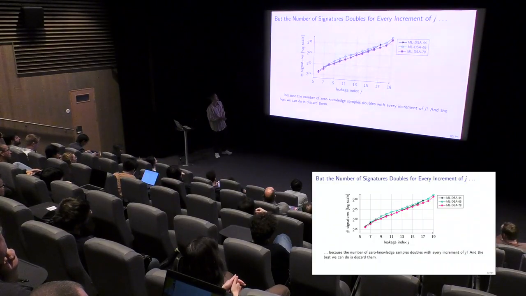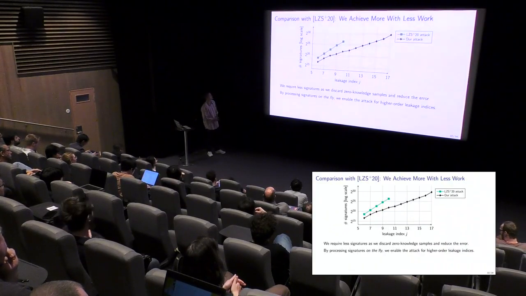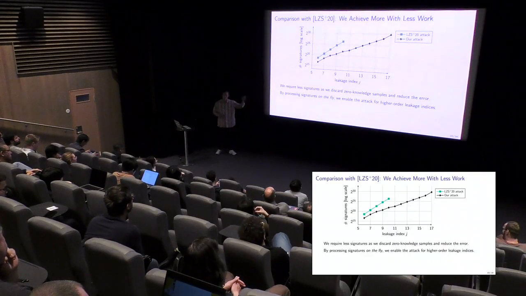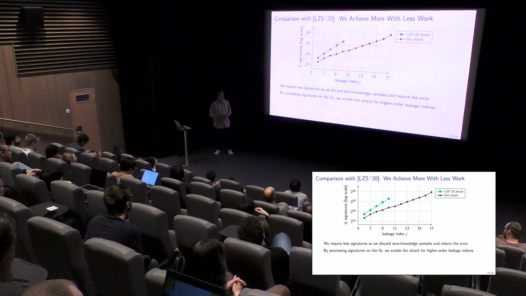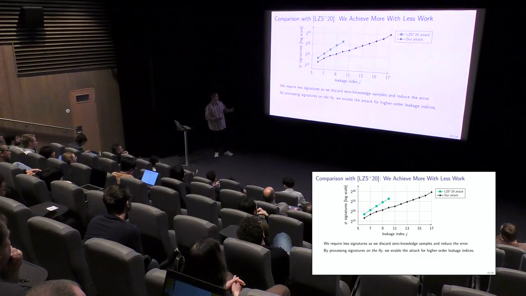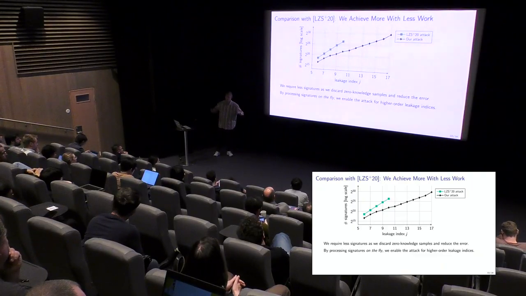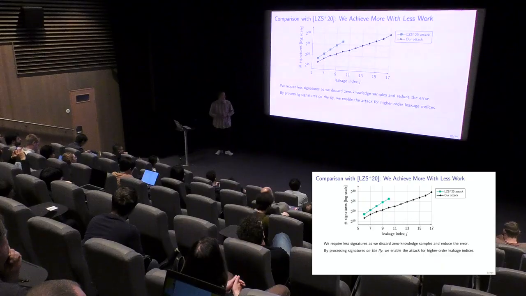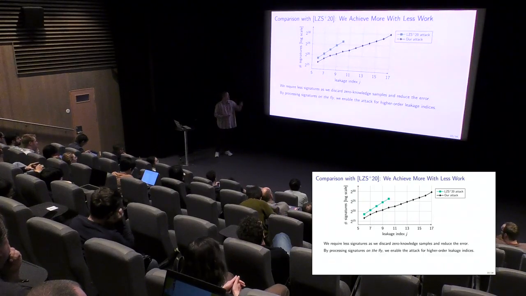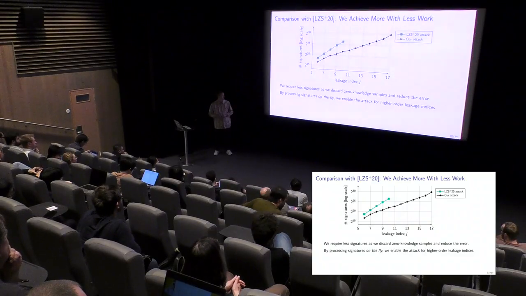Let's compare our attack results with the work of Leo et al. So again, on the x-axis, you have the leakage index, and the y-axis, the number of signatures. And you can see that for all the leakage indices, we require fewer signatures. And we have two improvements. So first, we discard the zero knowledge samples. And second, we reduce the error via the transformation. And this enables us to recover the secret key for all higher order leakage indices.